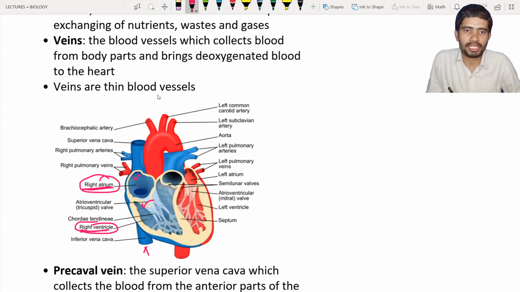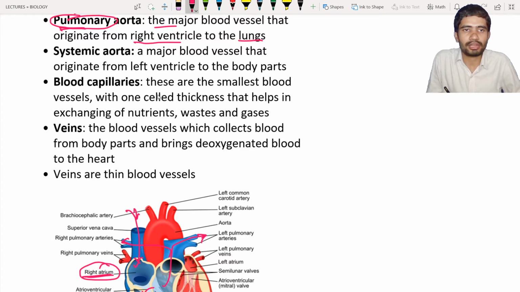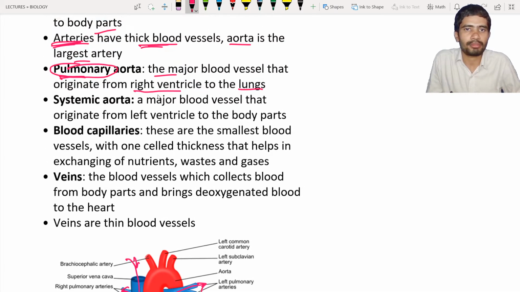How is the deoxygenated blood entering these chambers? The inferior vena cava and the superior vena cava bring deoxygenated blood from the body, and the blood is dumped into the right atrium. From the right atrium the blood is pumped into the right ventricle, and from the right ventricle the blood is pumped to the lungs, the right lung and also the left lung. This is known as the pulmonary aorta or pulmonary artery.